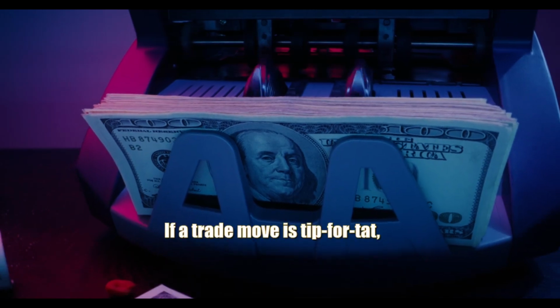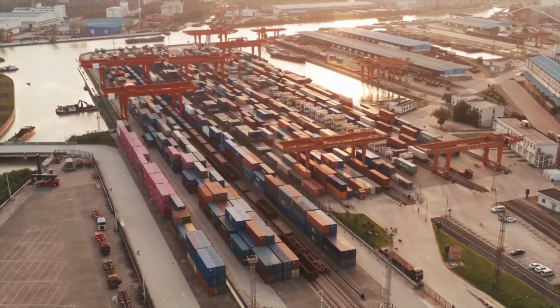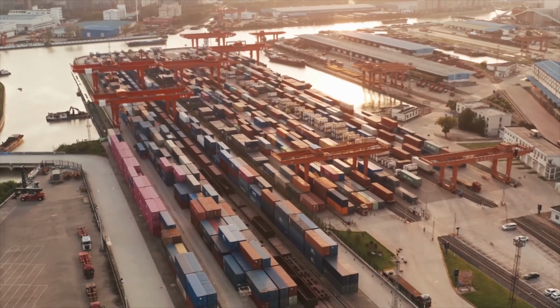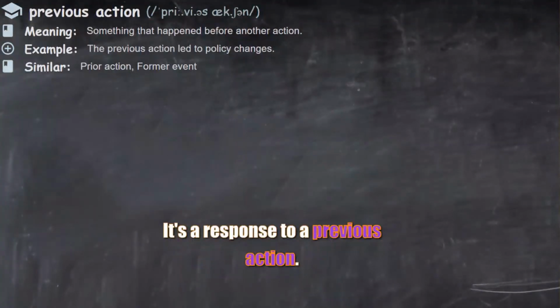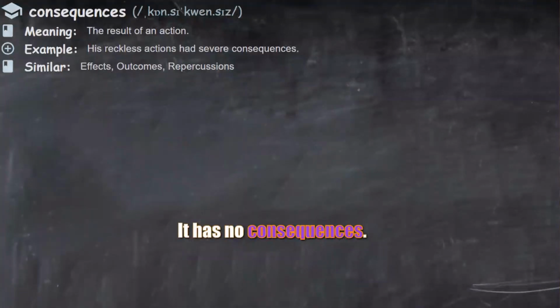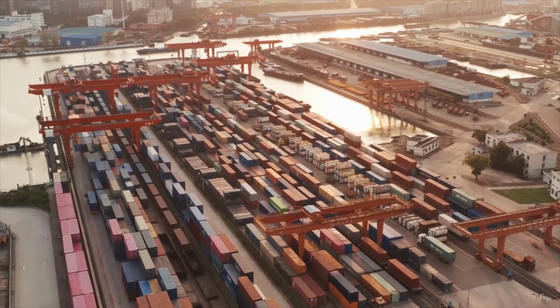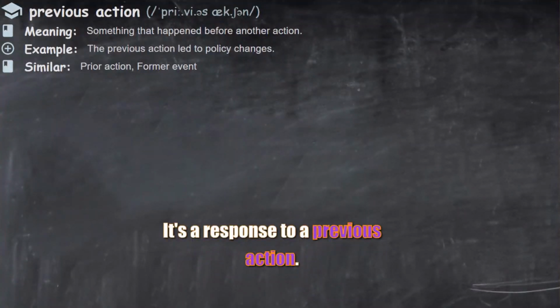If a trade move is tit for tat, what does it mean? A. It's a one-sided action. B. It's a response to a previous action. C. It has no consequences. Answer: B. It's a response to a previous action.